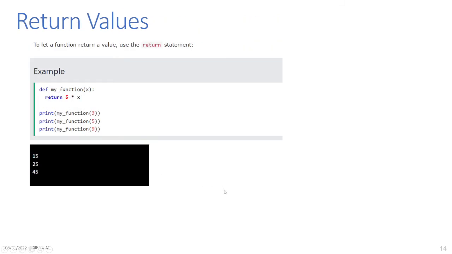Return values. To let the function return a value, use the return statement. So define my function x, return 5 times x, for example. That's our function, and this is the return value. So let's say we have print my function 3. That's 3 times 5, 15, so it will print 15. Print my function 5. That's 5 times 5, so that will print 25. Print my function 9. That's 9 times 5, so it returns 45, and this statement prints 45.